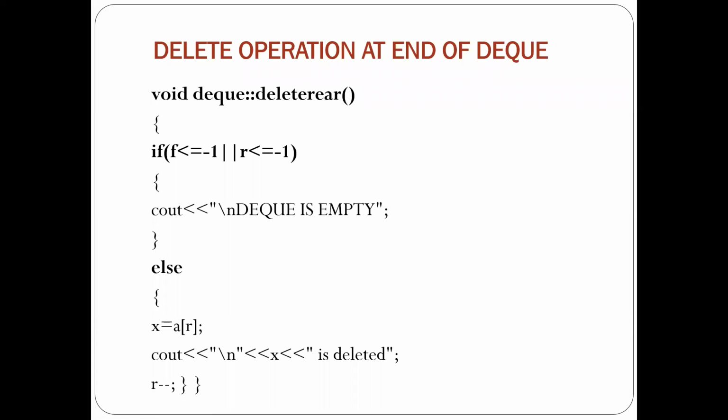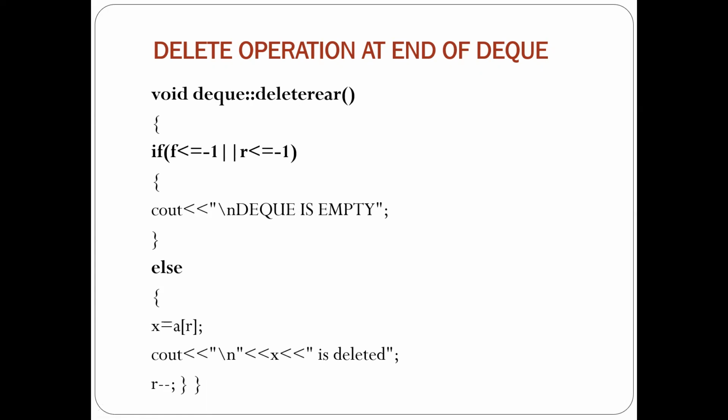Now the delete operation from the rear end here. If we want to delete the element from the rear end, how can we do it? First we have to check whether the queue is empty or not. If the queue is not empty, then take out the element present at the rear end. As we are applying delete from the rear end, whatever the rear end element is, we have to take out in some variable. We have to print that element as deleted, and that rear index we have to decrement here. That is R--.